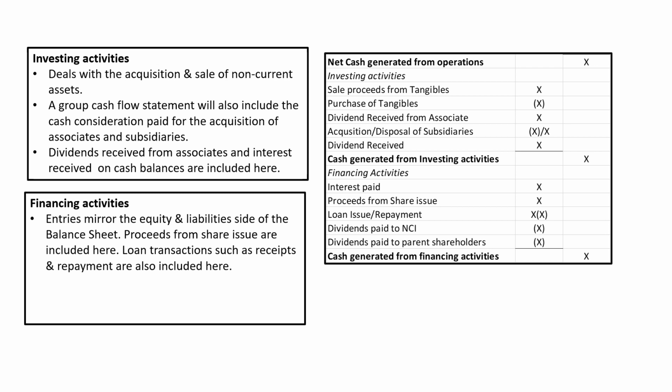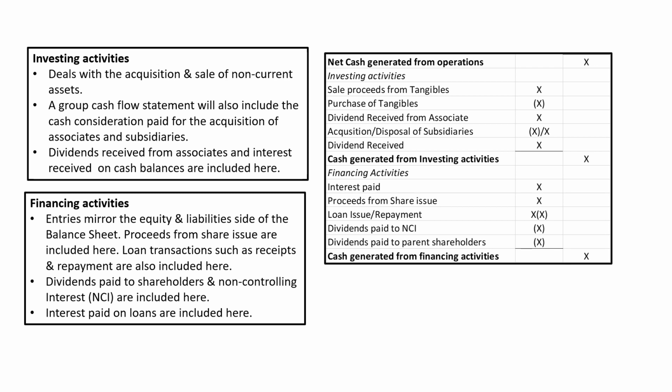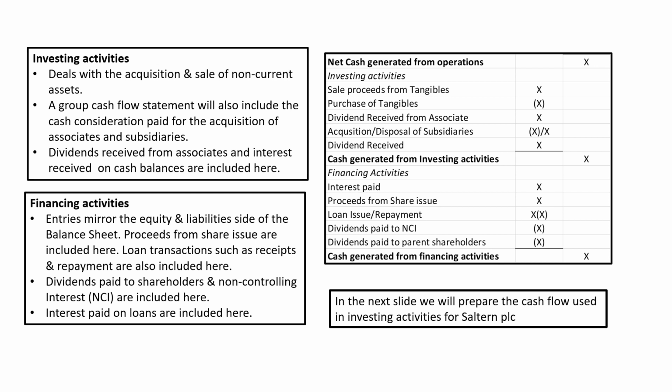Financing activities. Entries mirror the equity and liability side of the balance sheet. Proceeds from share issues are included here. Loan transactions such as receipts and repayments are also included here. Dividends paid to shareholders and non-controlling interests are also included here. Interest paid on loans are also included here. In the next slide, we will prepare the cash flow used in investing activities for Salton plc.